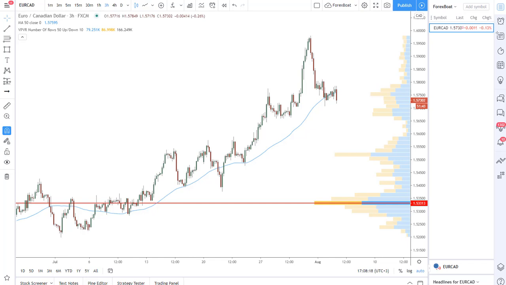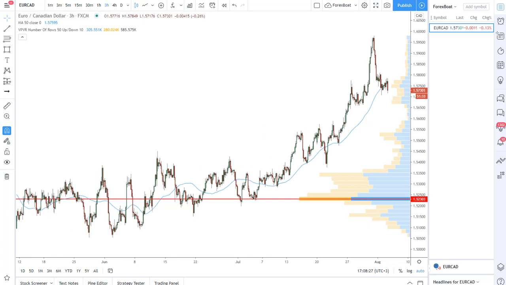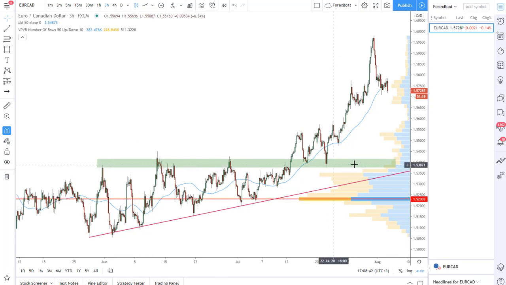Okay, let's get started on the euro versus Canadian dollar. First off, if we apply the simple trend line to the overall trend, what we see is the price has been moving towards the upside and rejecting the trend line. Now here you can see the resistance area has been formed and price rejected this resistance.